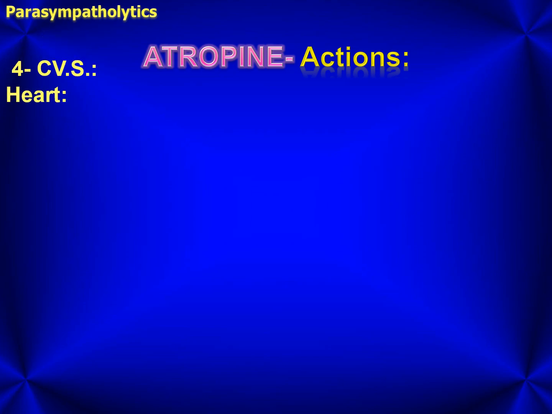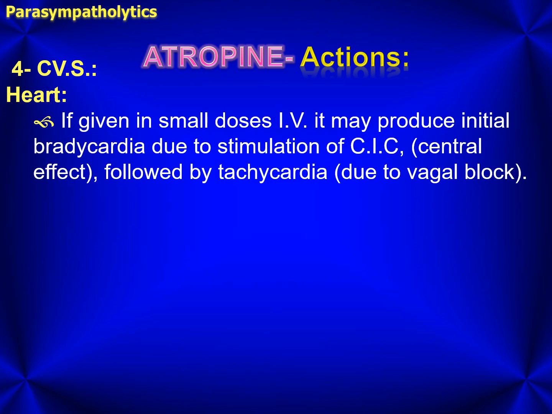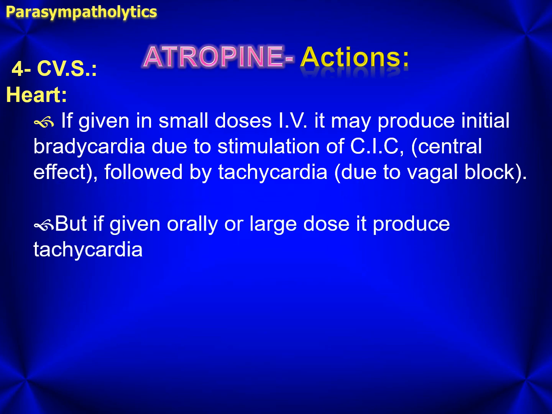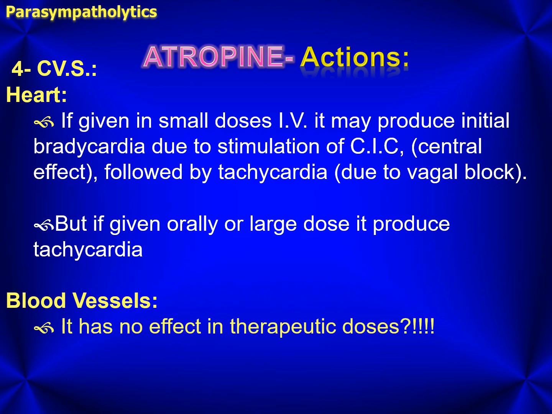Cardiovascular. If atropine is given in a small dose IV, it may produce initial bradycardia due to stimulation of the cardiac inhibitor center, followed by tachycardia due to block of muscarinic receptors in the heart. If it is given orally or in a large dose, it produces tachycardia. On blood vessels, it has no effect in therapeutic doses because most blood vessels have only sympathetic supply. They have no parasympathetic supply.